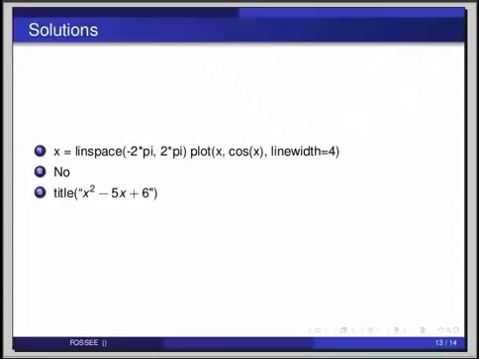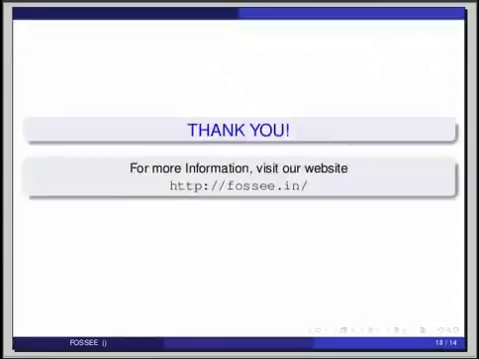Then the third and final one, to set the title in LaTeX style formatting, we write the equation between two $ signs as title, within brackets and single quotes, double quotes, dollar sign, then x square minus 5x plus 6, then again a dollar sign.